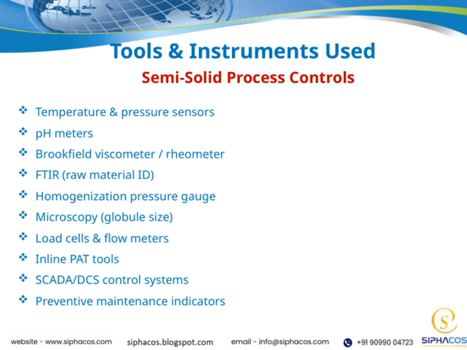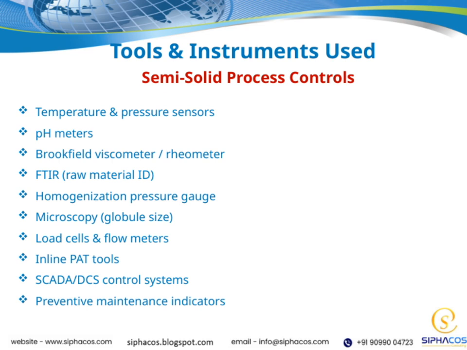behave under different conditions. FTIR, or Fourier transform infrared spectroscopy, is employed for raw material identification, making sure we're starting with the right components. Homogenization pressure gauges are vital for controlling the force used to create uniform mixtures, while microscopy allows us to assess globule size, ensuring proper product texture and stability. Load cells and flow meters help us measure forces and flow rates accurately, supporting process control and consistency. Inline PAT tools, or process analytical technology tools, enable real-time monitoring of critical quality attributes, giving us immediate feedback.